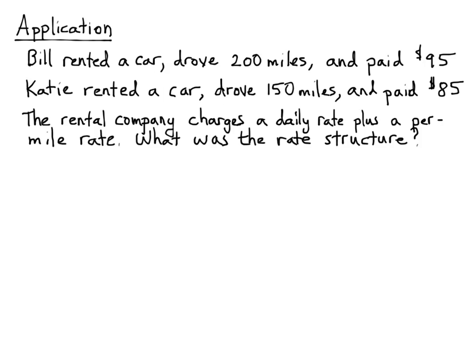Notice it doesn't say anything about lines, but if the description of the rate structure is that you have a per mile rate, that implies that thing is constant, and then the daily rate has to do with some type of constant that gets added to it. So see if you can figure out what the rate structure is with this car rental company.